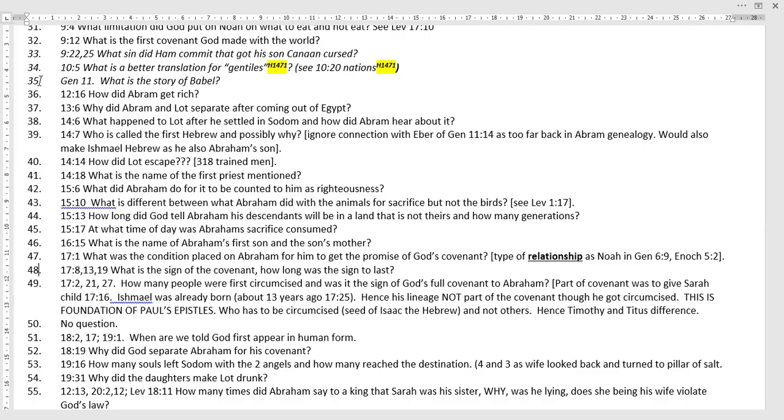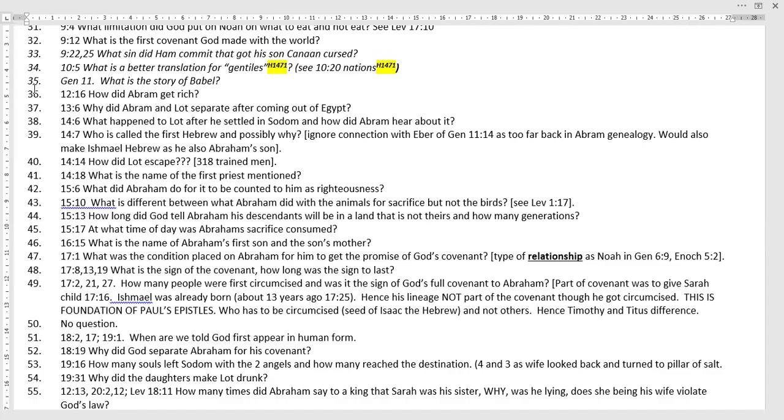And verse 19. Then Abraham fell upon his face and laughed and said in his heart, shall a child be born unto him that is 100 years old? Reading around verse 19, God said, Sarah thy wife shall bear thee a son, and thou shalt call his name Isaac. Hopefully I've identified the right verses for you: 17, 8, 13, and 19. The sign of the covenant was circumcision, and it was to last forever for all these generations.